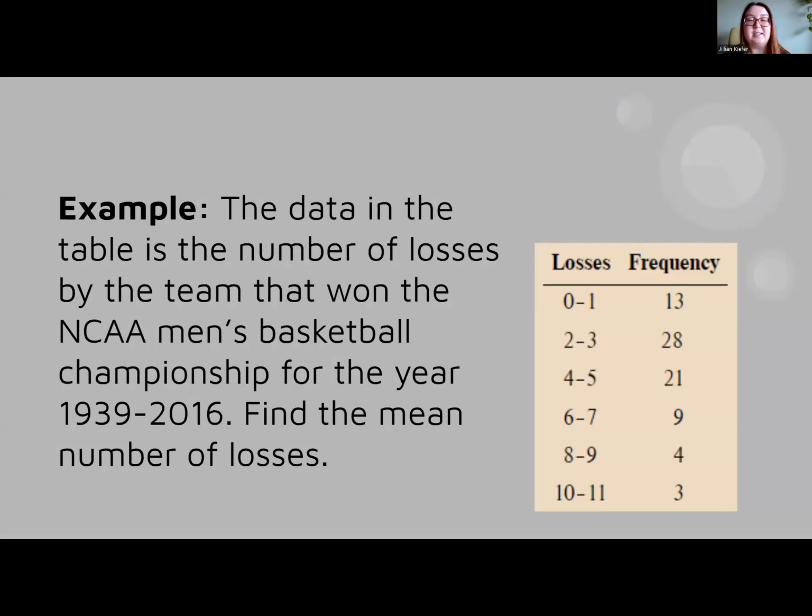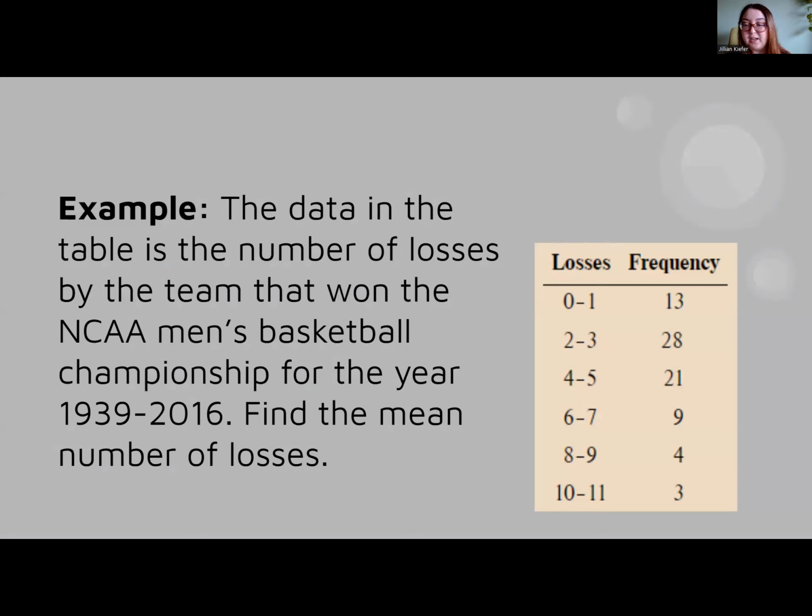Now for our example that we'll do together, we have the data in this table, which is the number of losses by the team that won the NCAA men's basketball championship for the years 1939 to 2016. We're going to find the mean number of losses.